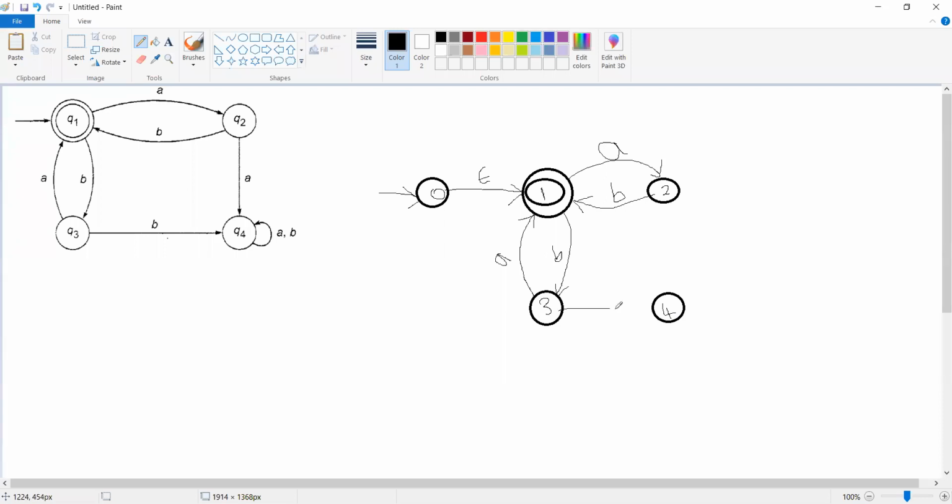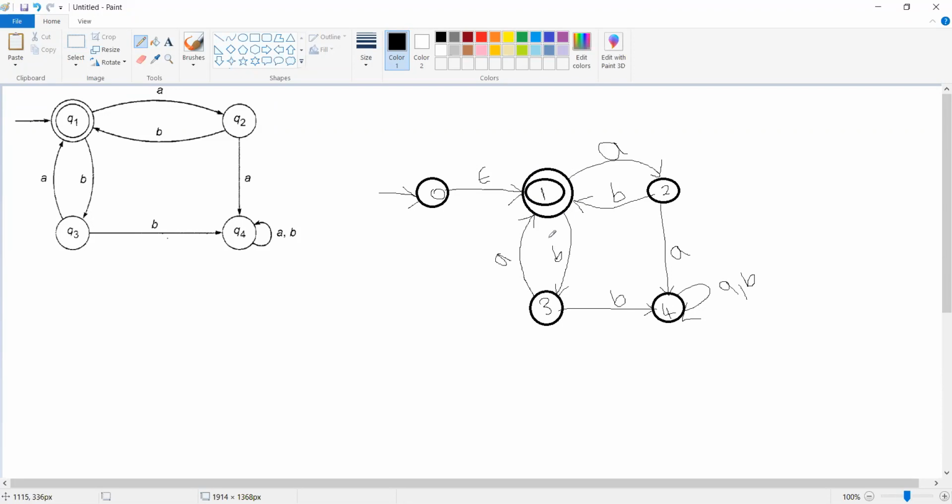From Q3 to Q4, there is a transition with B. From Q2 to Q4, there is a transition with A. And Q4 to Q4, there is a transition with A comma B. Whenever we have a comma, it represents parallel transitions. Now please observe, we have completed the initial state. The next thing is we need to consider the final state. What is the final state here? We have a final state 1 over here.